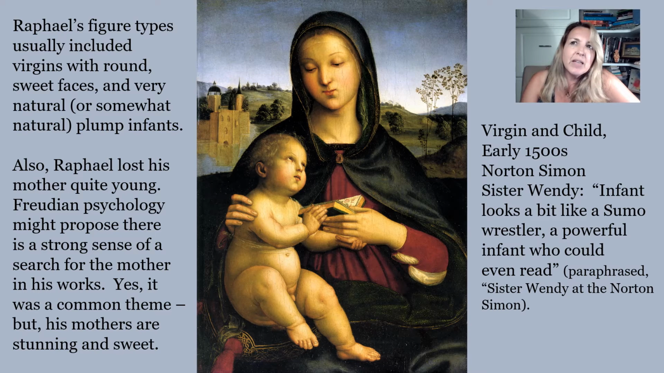Again, they think that because he lost his mother quite young, there's a strong sense of a search for the mother in his works. Certainly it's possible. There's certainly a strong connection that you see between the mother and the child, in this one especially, I think. And this is at the Norton Simon. And this infant, the expression on his face is very mature. This looks like an infant that has the world on his shoulders. He looks like there's a lot going on in that head of his.